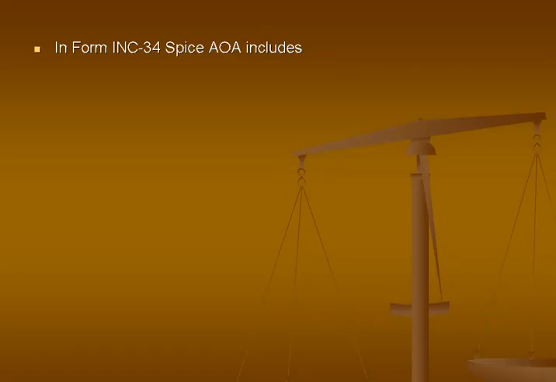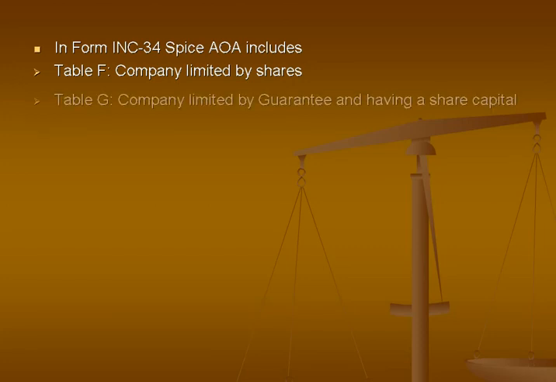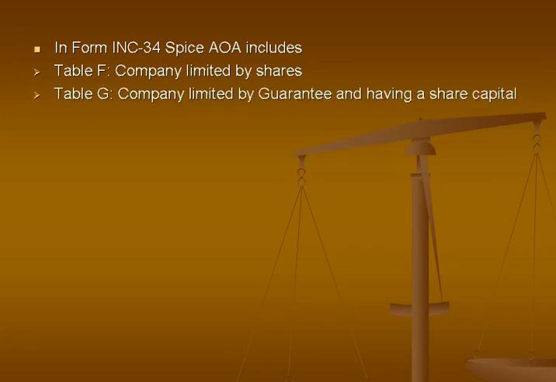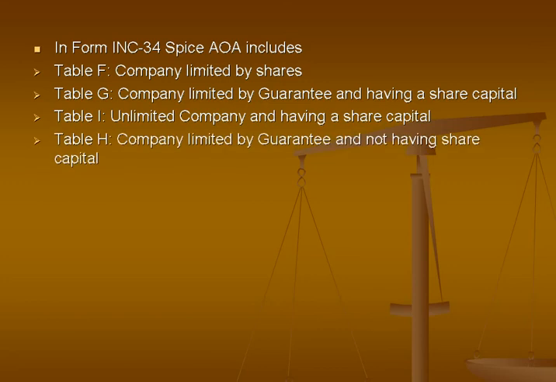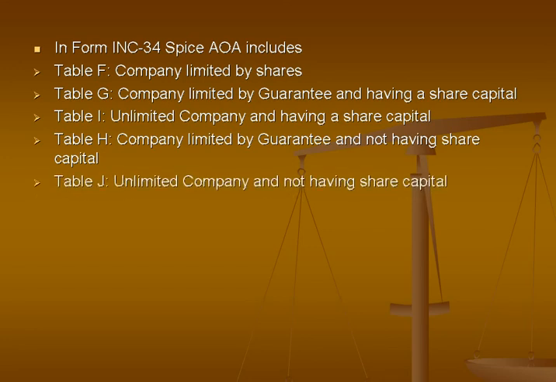We have seen the particulars of form INC 33 SPICE MOA, and now form INC 34 SPICE AOA. These are the tables which have to be chosen in form INC 34. Table F, if the company is limited by shares. Table G, the company is limited by guarantee and having a share capital. Table I, unlimited company and having a share capital. Table H, company limited by guarantee and not having a share capital. Table J, unlimited company and not having share capital.